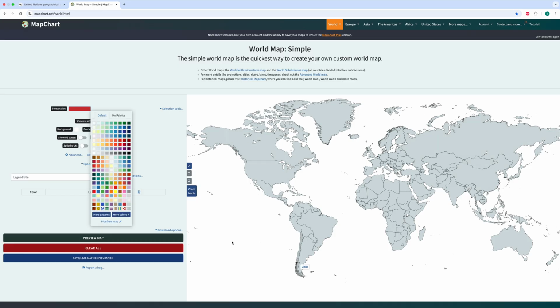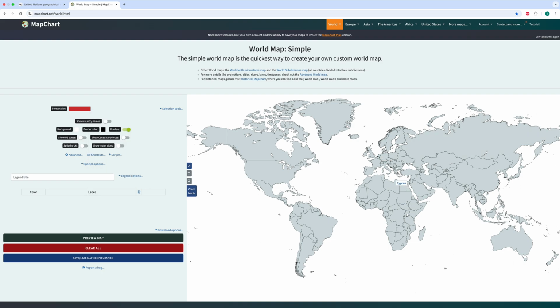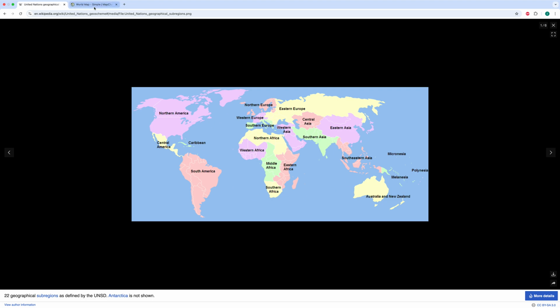This is called MapChart, where you can color different countries. And then we're gonna use it and color it based on this.